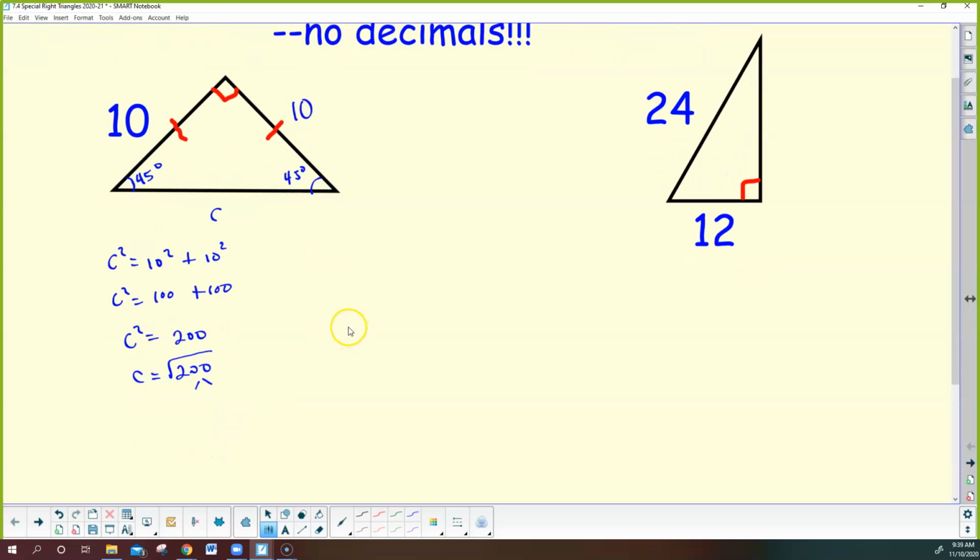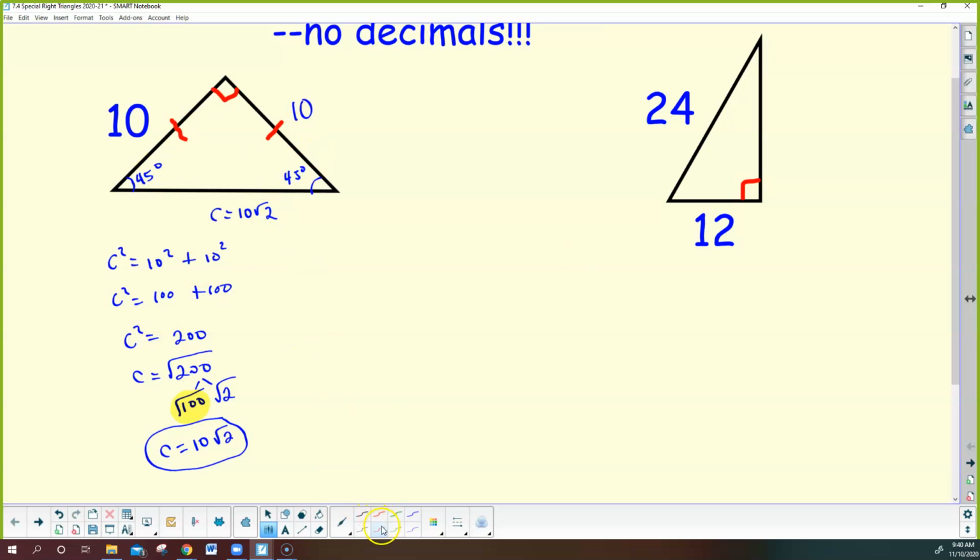And then I have to split this up. Now there's two ways to split this up. You can play the divide by 2 game and keep dividing it by 2, but a better way to do this is to split up 200 into 100 times 2, so the square root of 100 times the square root of 2. And the reason why is we know what the square root of 100 is. The square root of 100 is 10, and then the square root of 2 is left over.